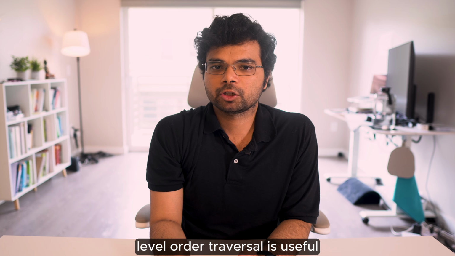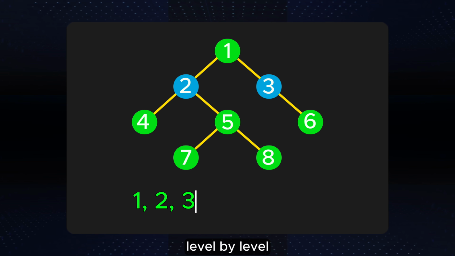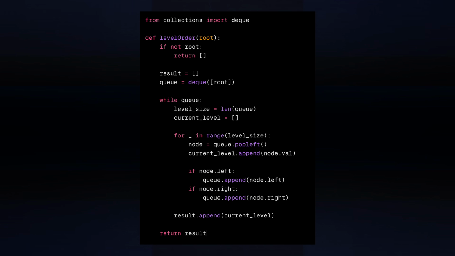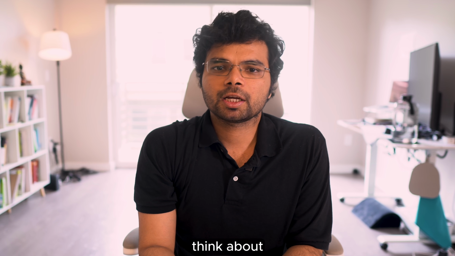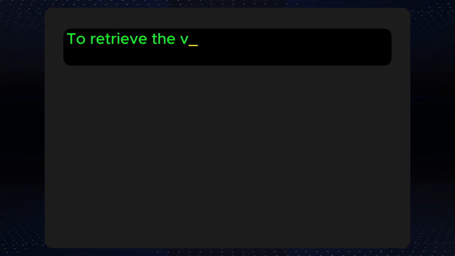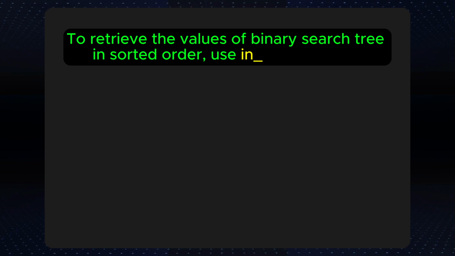Level order traversal is useful when you want to explore the nodes level by level, starting from the root node. It is usually implemented using a queue data structure. Whenever you are given a tree problem, think about which traversal order fits best. For example, to retrieve the values of a binary search tree in sorted order, use in-order traversal.